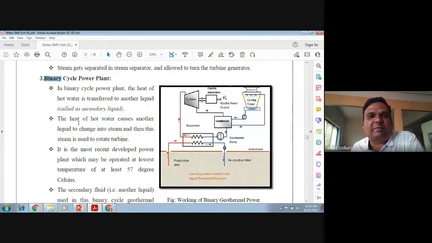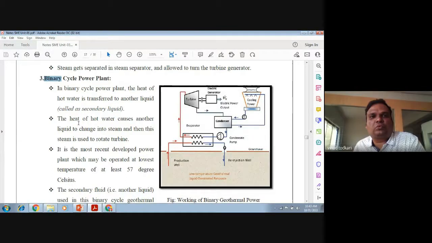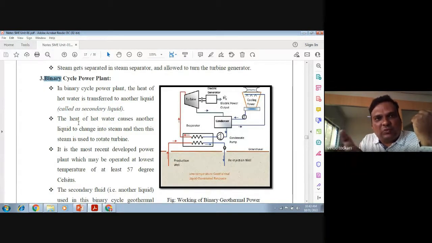You have heard this word, binary. What is the meaning of the word bi? Bi means two. We say bicycle because it has two wheels. That's why it is called a bicycle. If there is a single wheel, it is called a monocycle. Okay, anyway, bi means two. As it is using two liquids, it is called a binary cycle power plant.